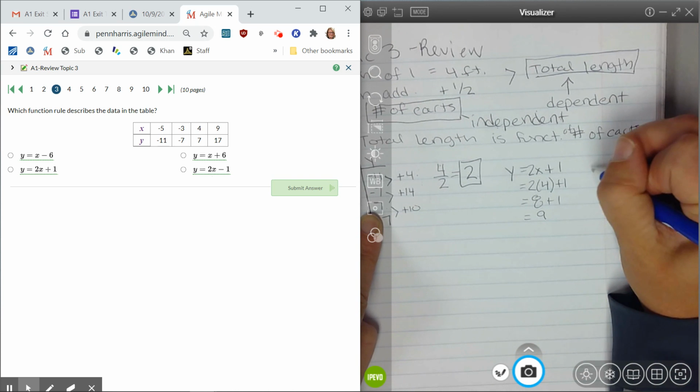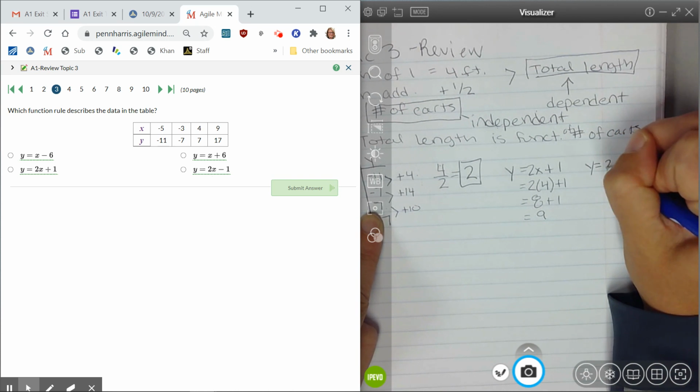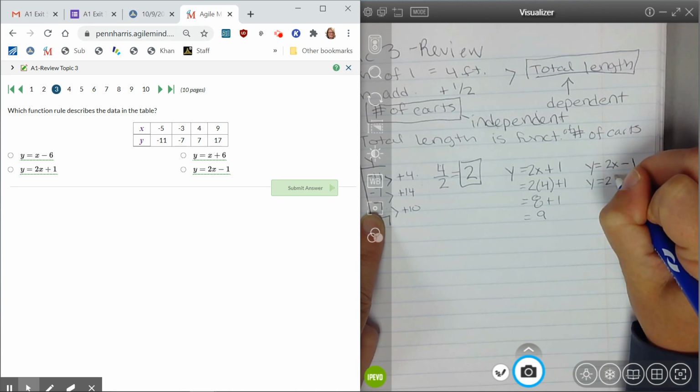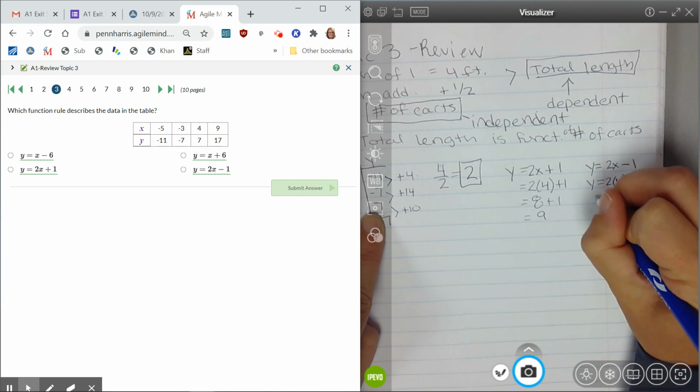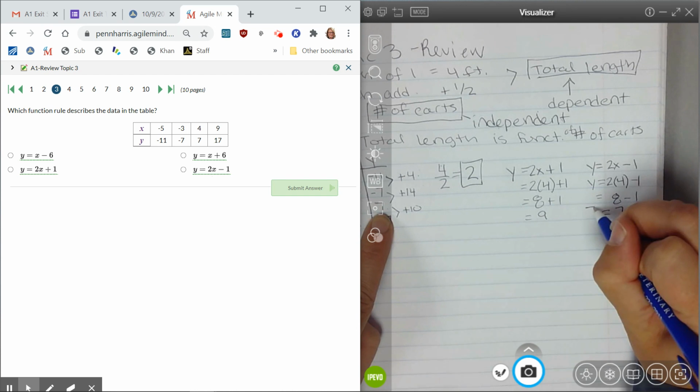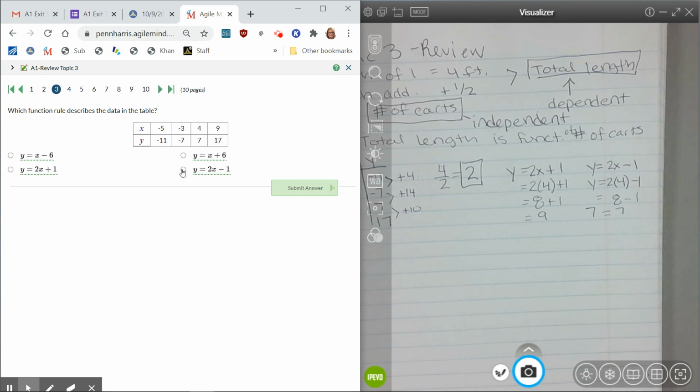So let's try the next one. y equals 2x minus 1. So we're going to say y equals 2 times 4 minus 1. 8 minus 1 is 7. And that's what we had there, was a 7. So we're going to go with 2x minus 1.